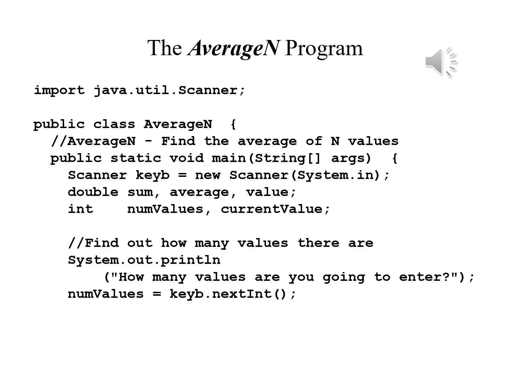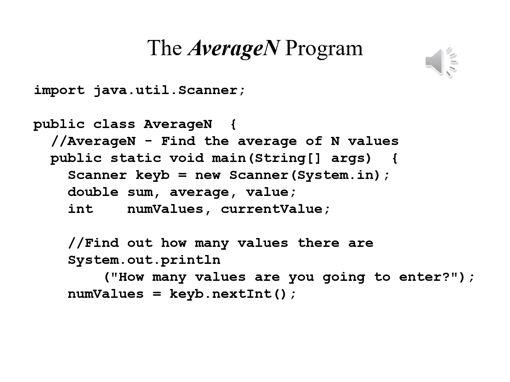We begin the program with import java.util.Scanner. We begin the class itself with public class AverageN, open brace. And inside the class, we have a comment, AverageN, find average of n values. We begin the main method, public static void main, open paren, String open close brackets, args, close parenthesis, and an open brace to begin the method.